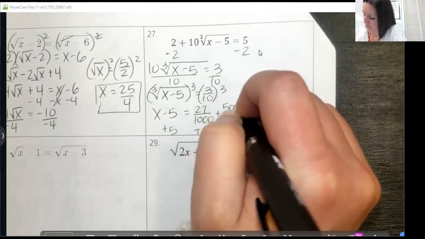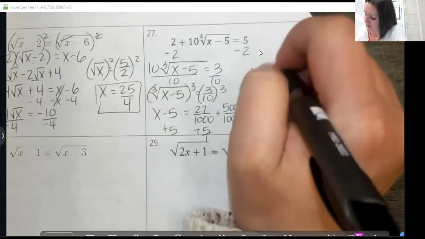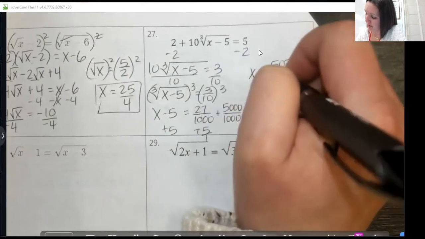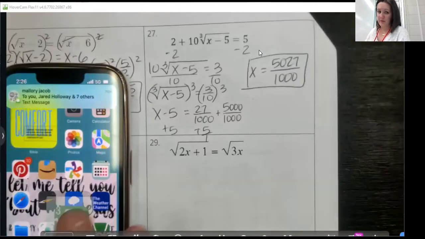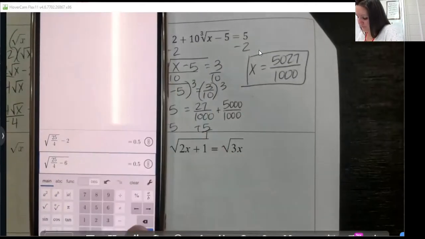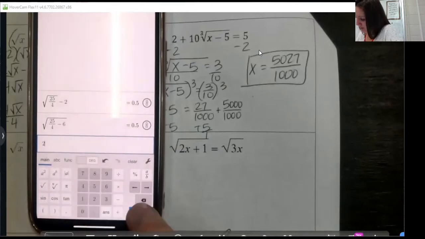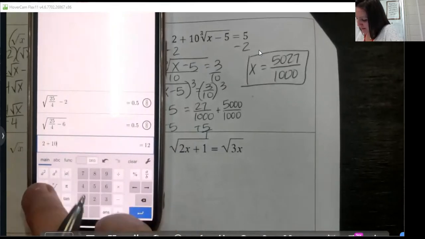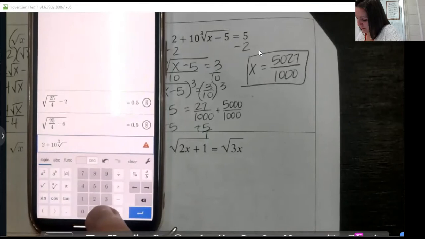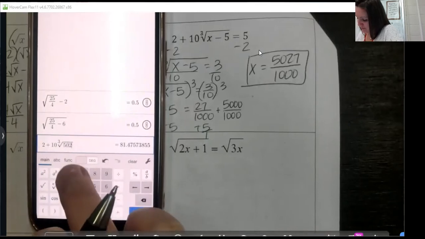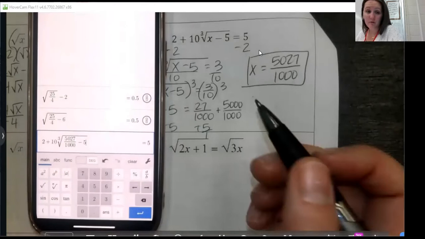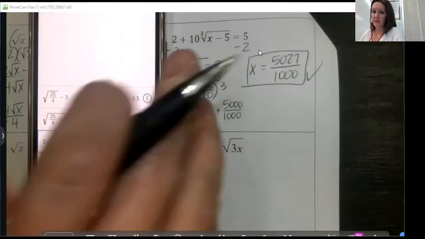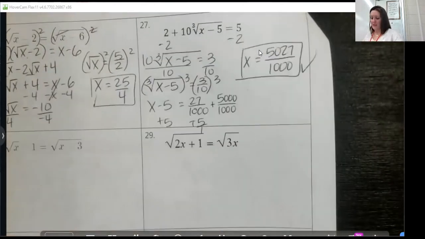That's funny. So we have x equals 5,027/1000. That's a weird number. Let's check and see if it works. So we have 2 plus 10 times the cubed root of 5027 divided by 1,000. One more 0. Minus 5. And it equals 5. So we check out. That's nice. All right, let's keep going.